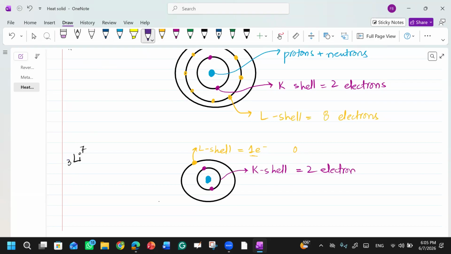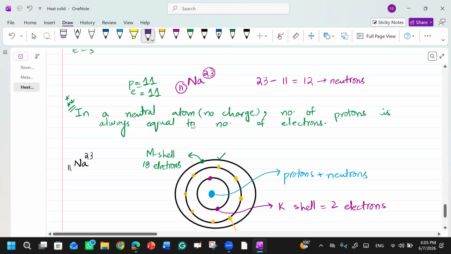We have three things: number of protons, number of electrons, and number of neutrons. Seven minus three is four, that is the number of neutrons. The downside is the thing 3, yes, it is in the neutral atom. I told you the number of protons is always equal to the number of electrons. Okay, that is why.